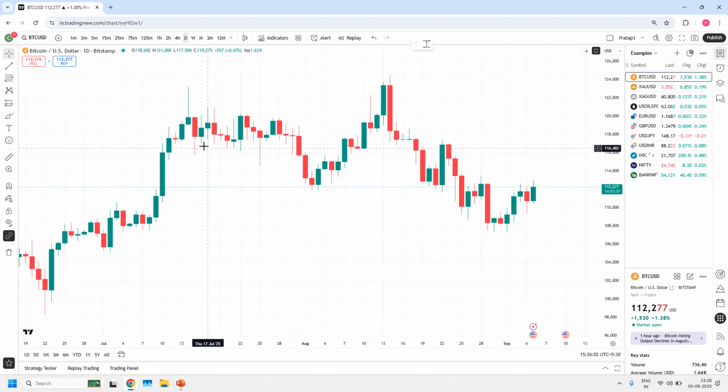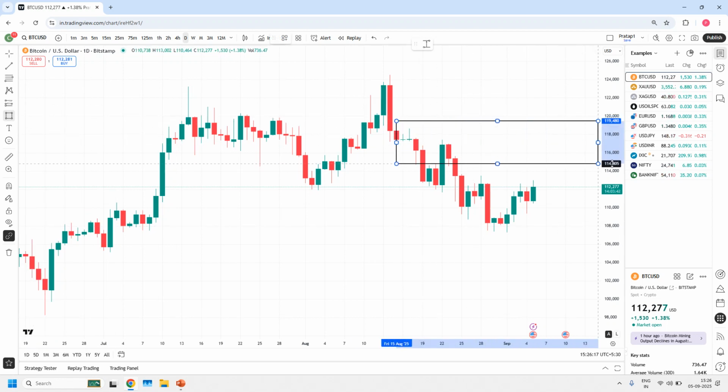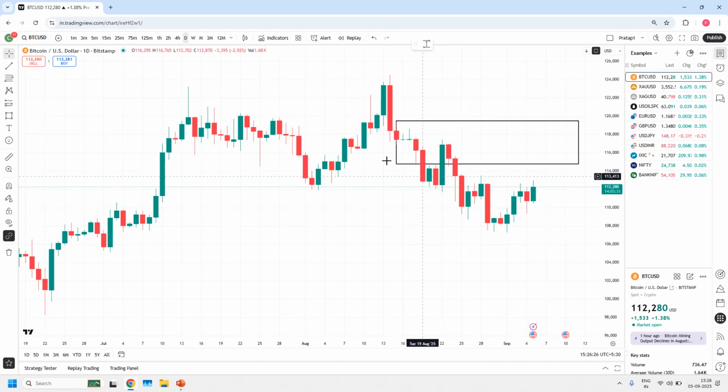How do you draw the supply zone? In between the base candles. We have 4 base candles here. So that way you can draw a supply zone here. So this is the supply zone.